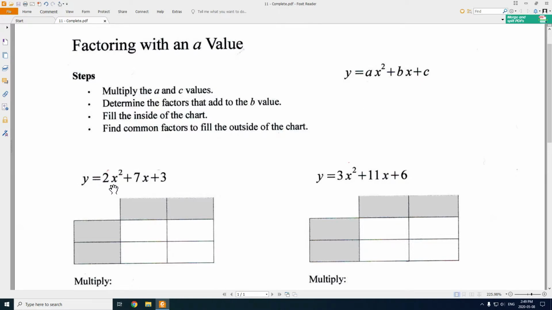For example, if I have a 2x squared, that one's not too bad. I know one of the brackets has to be 2x plus something, and the other bracket has to be x plus something, because that way my first terms will give me a 2x squared.